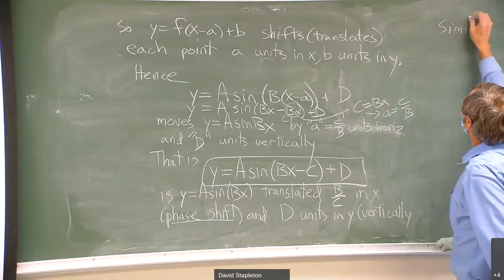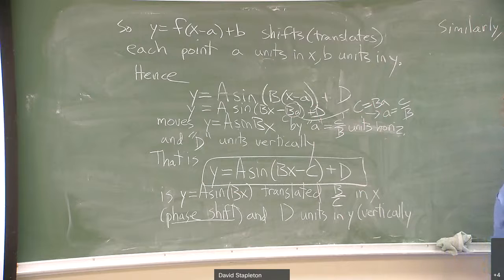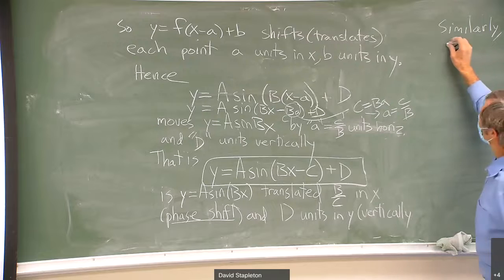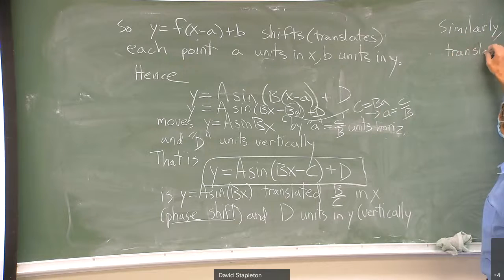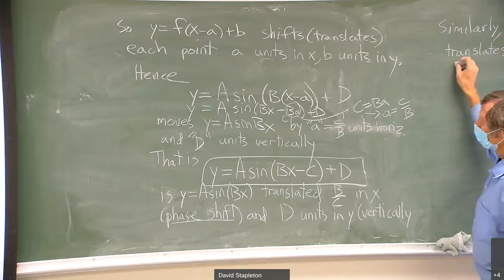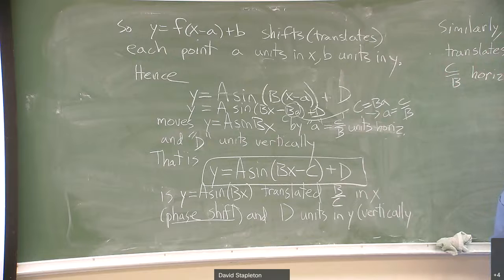Similarly, obviously, Y equals A cosine BX minus C plus D translates the graph we just did, that just had stretches in it, A cosine BX, by C over B horizontally and D vertically.